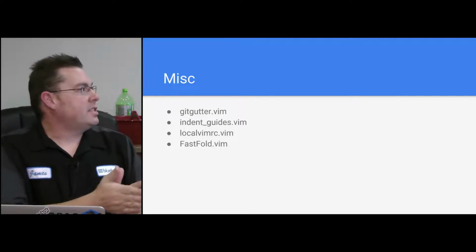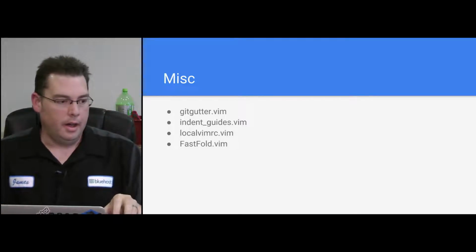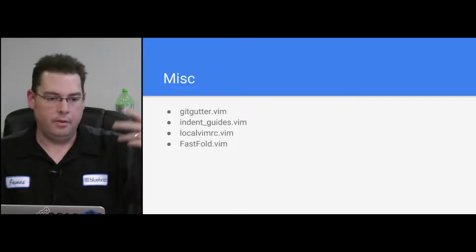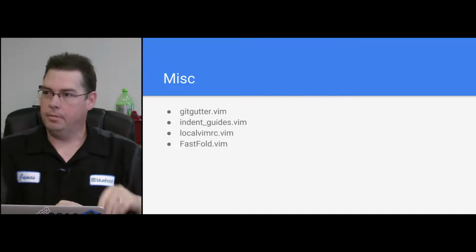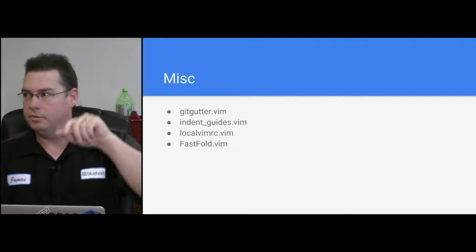So miscellaneous things. Git gutter gives you, as you type, changes to the file as if you ran a git diff. So you open a file, then you get a little plus on the side. If you delete a line, then you get a little minus on the side. If you change a line, you get a little squiggly.